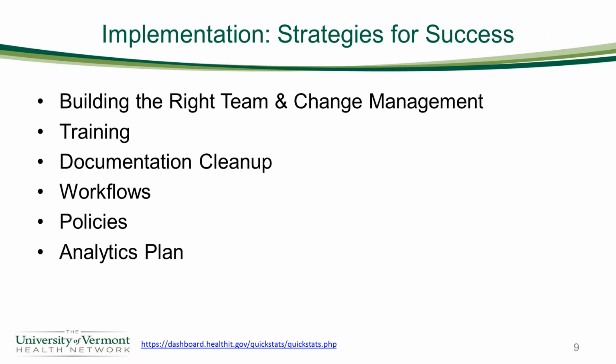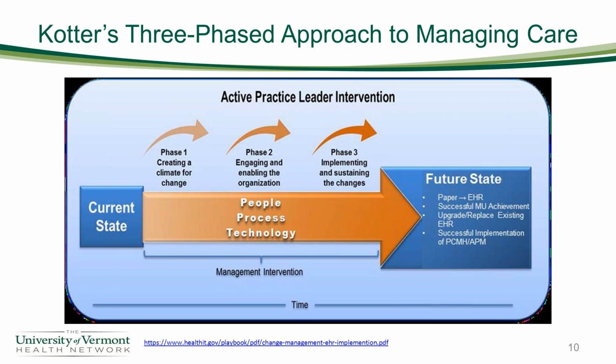And let's go to the next slide. So John Cotter is really a seminal author in the field of change management. He's written a million books, and they're all really good. But this is a little three-phased approach to how you manage change. So you have a current state. First, you need to look at the culture.